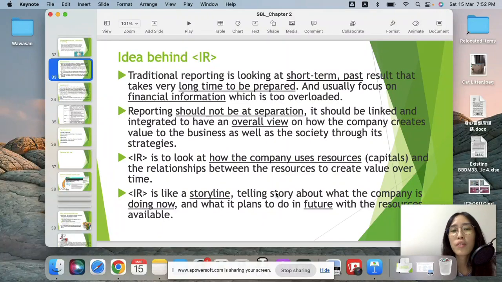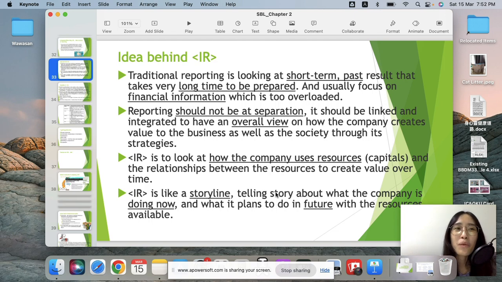Everyone. Today we would like to talk about integrated reporting, IR. Let me give you a background about integrated reporting. Now, traditionally, when we do our annual report, we are doing our annual report in a way that we combine different reporting together in a big report, right?